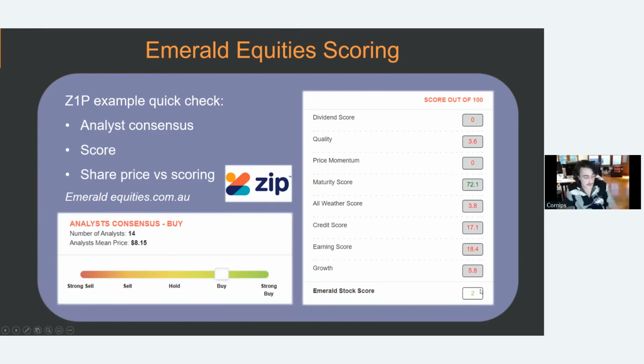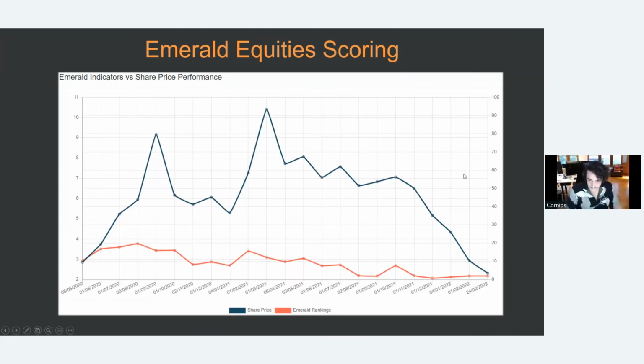Does that mean the stock can't rise? No, the stock should certainly go up. This is just an average score, right? And I'll give you an example of how it's just a score. This is the chart. This is the share price performance, the blue line, versus our scoring. Our scoring has always been, I would say, fairly weak for Zip. Could you have made money on the way up? Certainly, you absolutely could have. If you got behind the stock, then awesome, right?